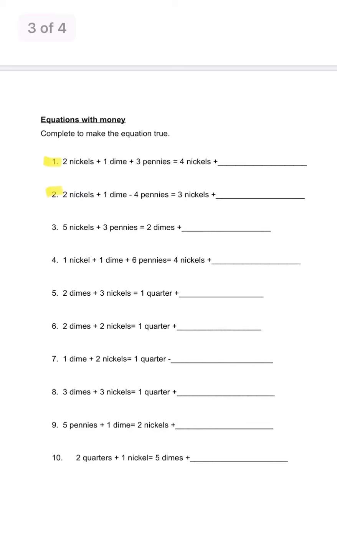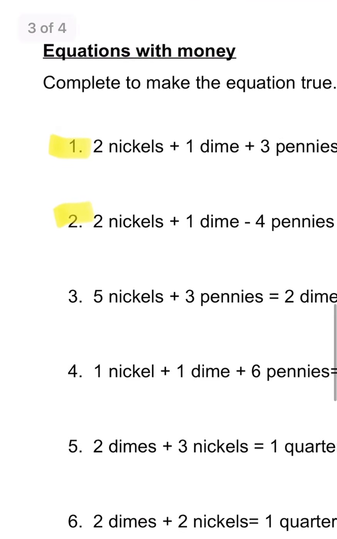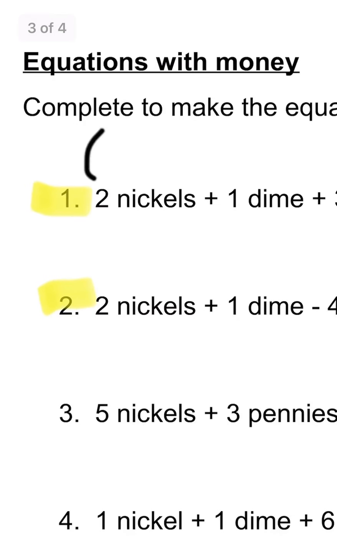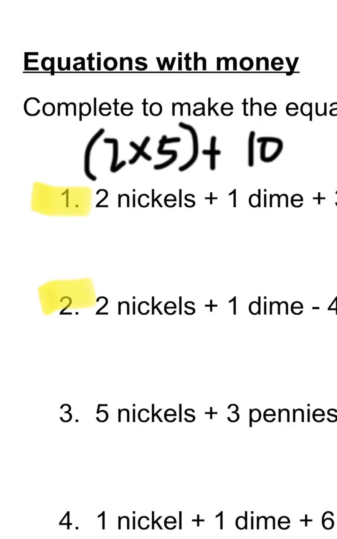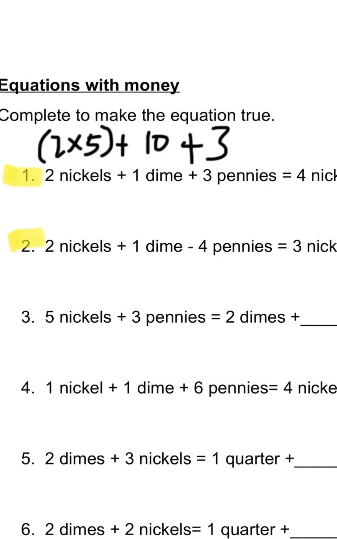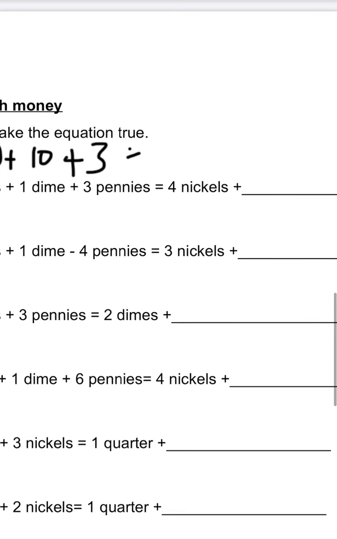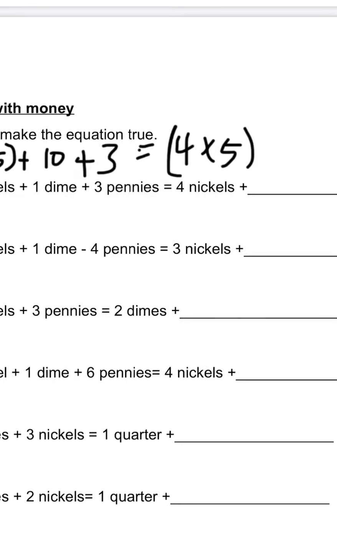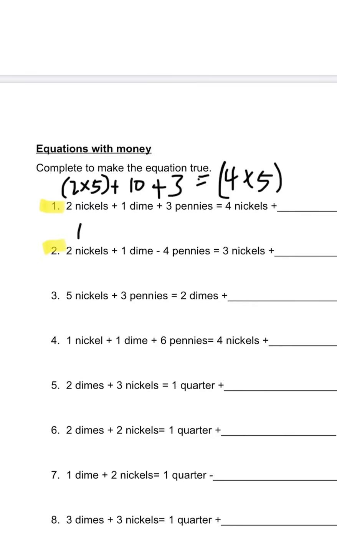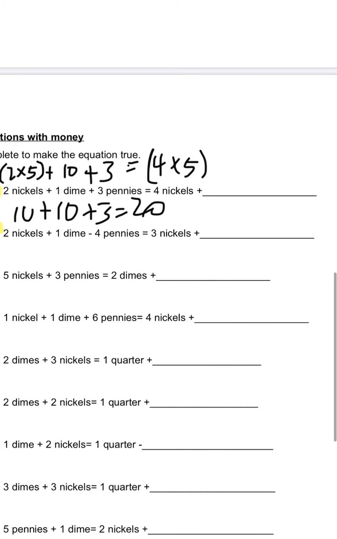Next, we have equations with money. So we're going to be doing the same thing, except now we're going to complete the equation to make it true. So 2 nickels is 2 times 5, plus 1 dime, which is 10 cents, plus 3 pennies, equals 4 nickels. So 4 times 5. Now we're just going to go ahead and solve this out. 2 times 5 is 10, plus 10, plus 3 equals 23.